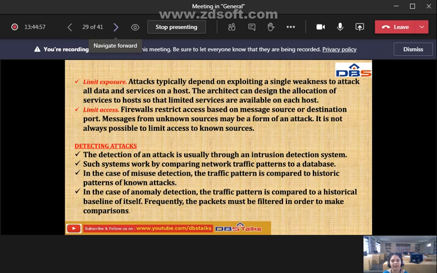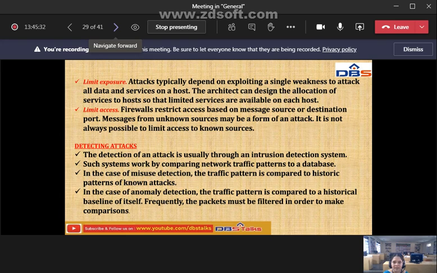Next, limit access. The host has limited permissions according to its workload, and the users also have some limit on accessing particular data. We use firewalls to restrict access by the users. The firewalls restrict access based on message source or destination ports.